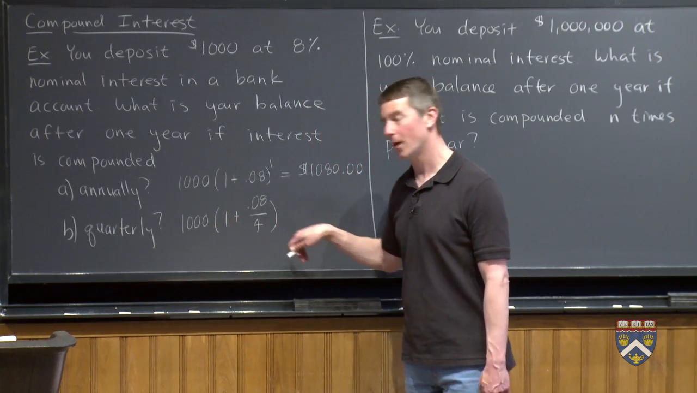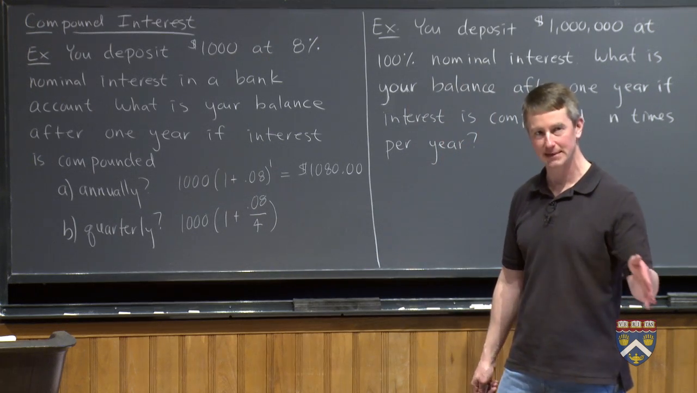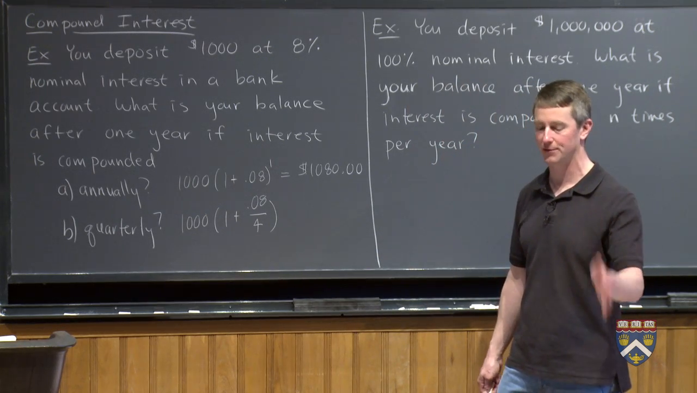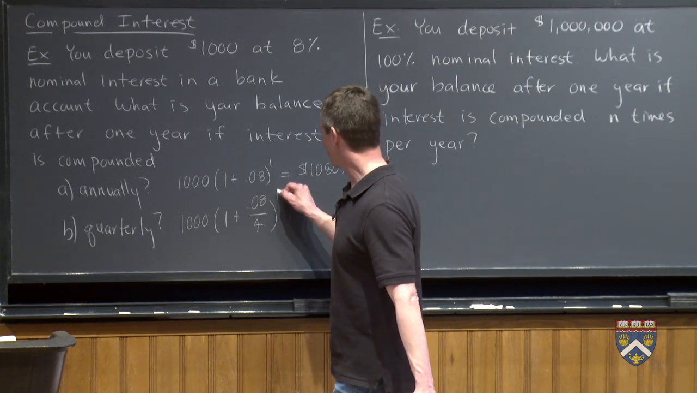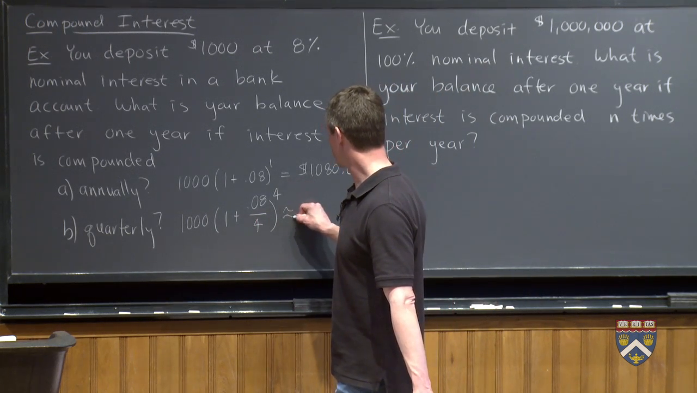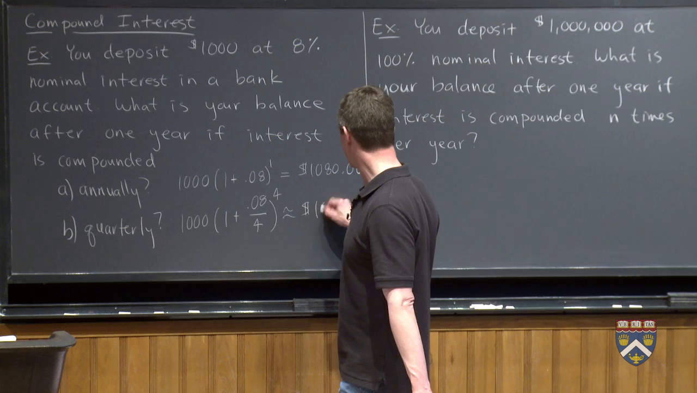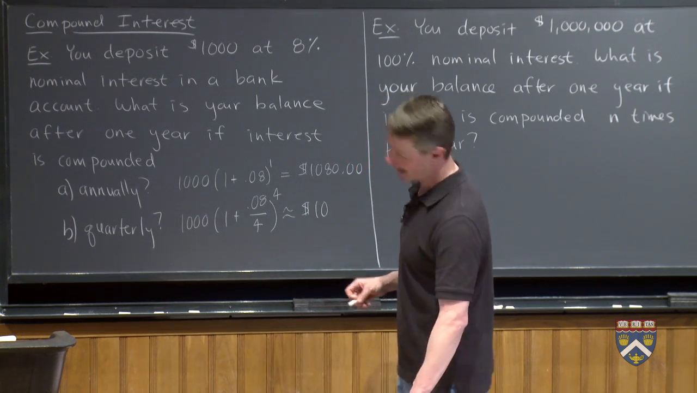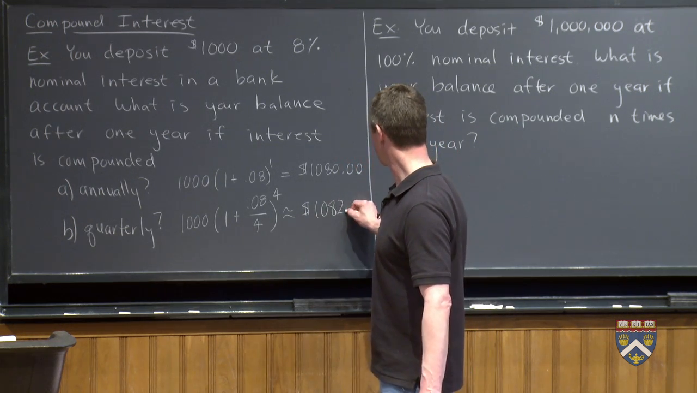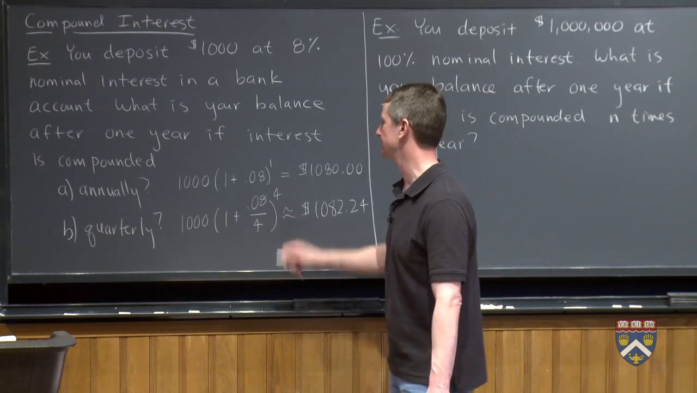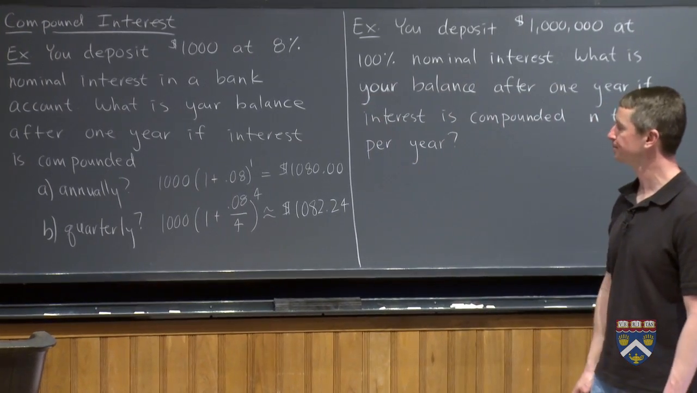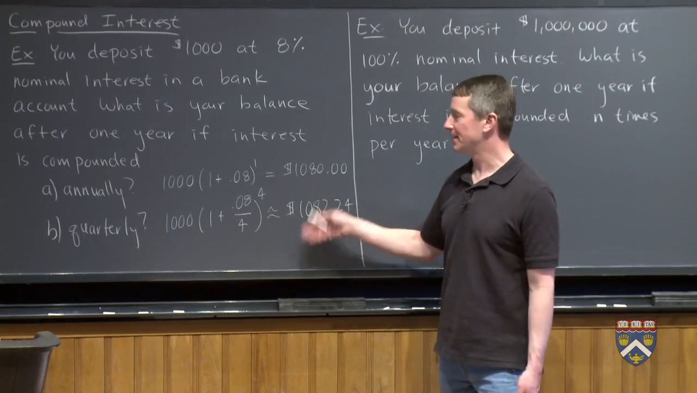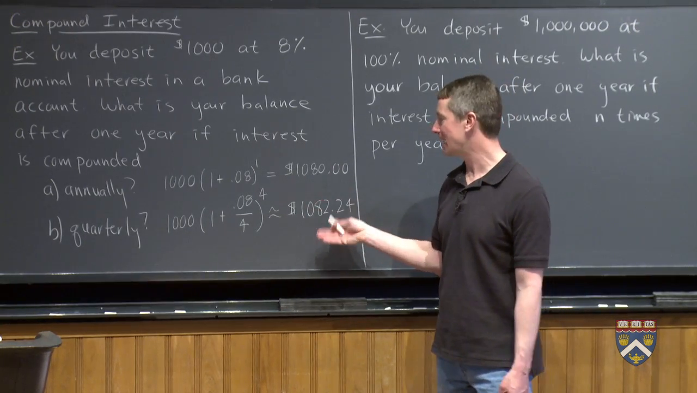So you're multiplying by 1.02, but you're doing that 4 times during the course of the year, after a quarter, after another quarter, after another quarter, and at the end of the year. So it's 1.02 raised to the 4th power. And when we do that, we end up with $1,082.24, approximately. This doesn't work out to exactly that amount. So a little bit more, but is it really worth changing banks? Maybe not, just for the extra $2.